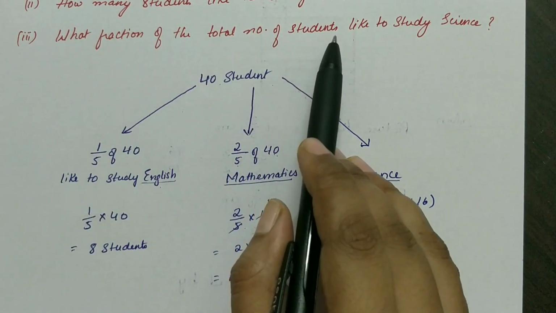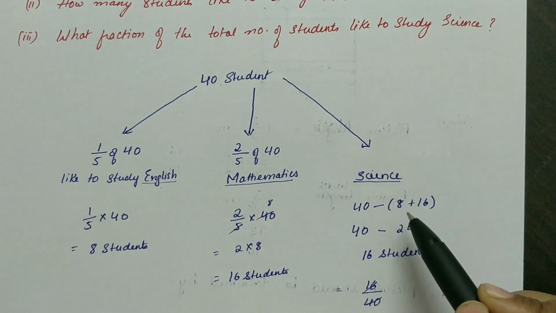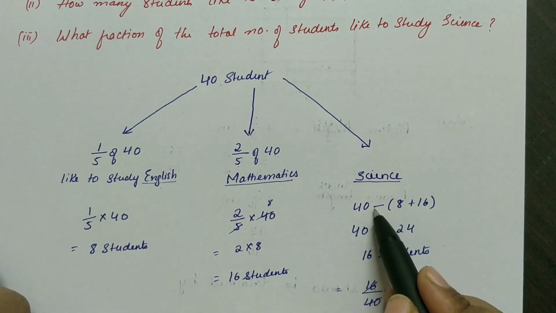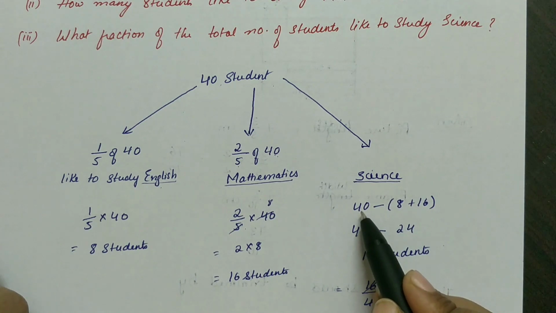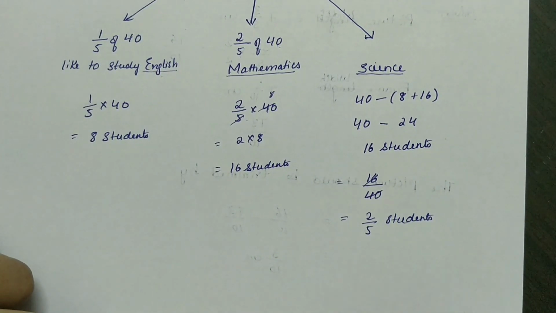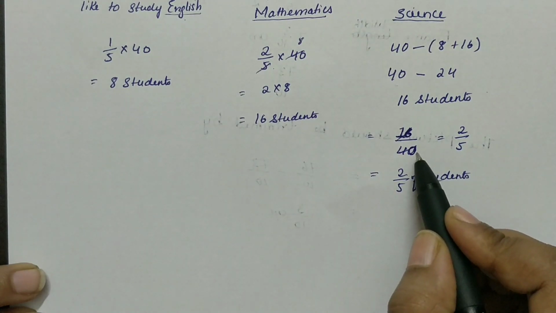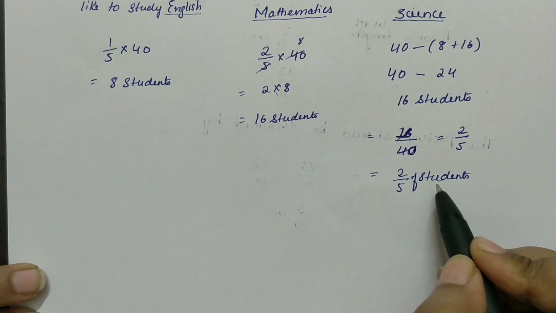What fraction of total number students like to study science? To get the fraction, first we have to know how many students like science. For that, subtract total number of students who like English and maths from total number of students in the class. So 40 minus 24 equal to 16 students like science. In the fraction form, it is equal to 16 out of 40. Further simplifying, we get 2 by 5. Therefore, 2/5 of students like to study science.